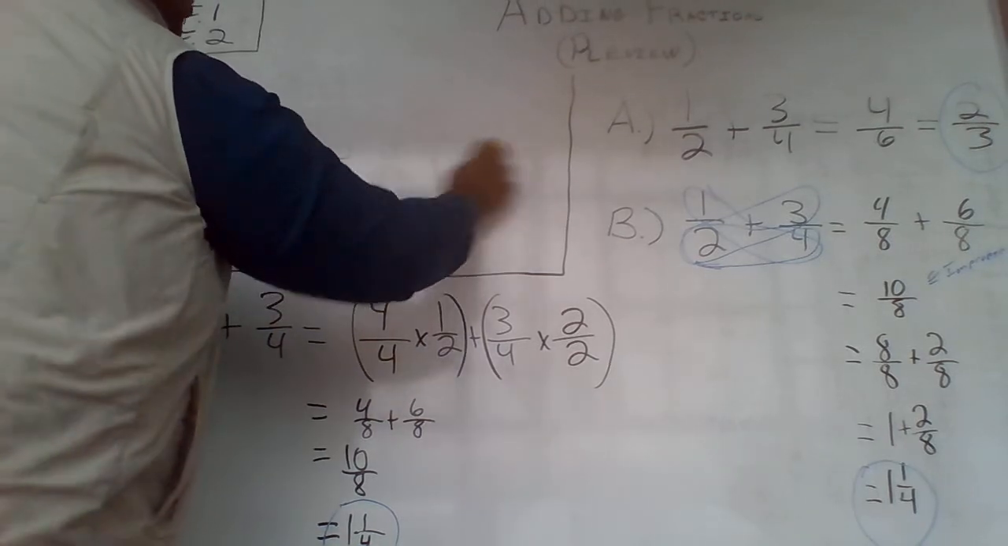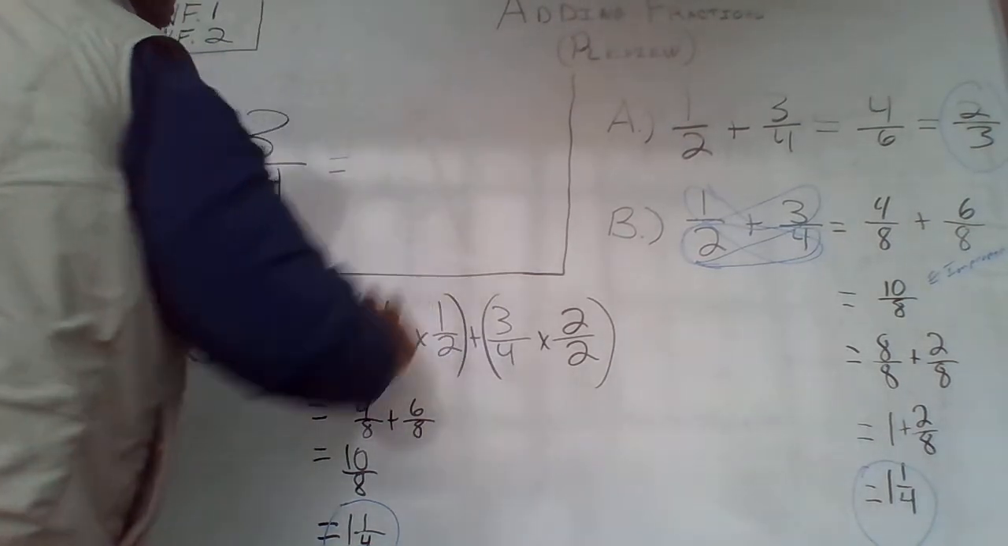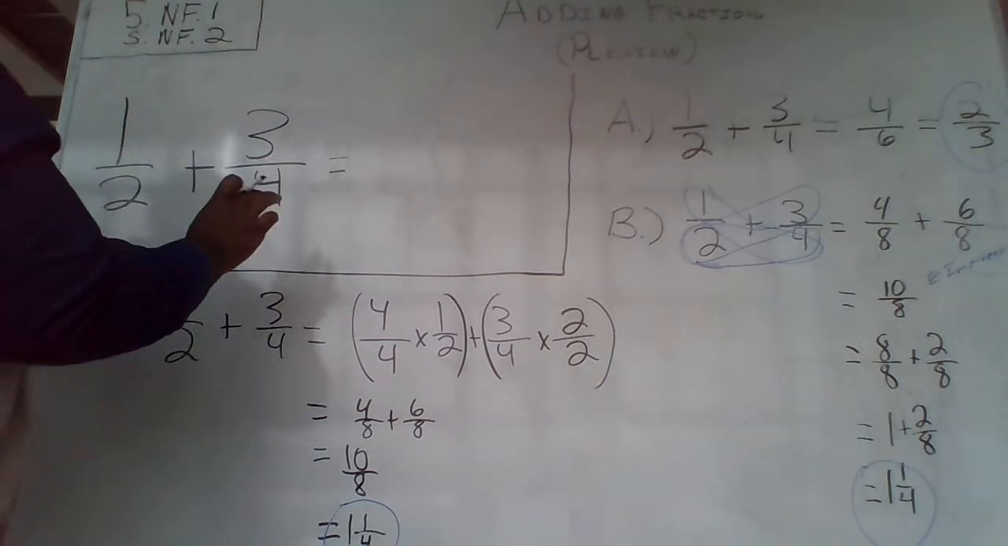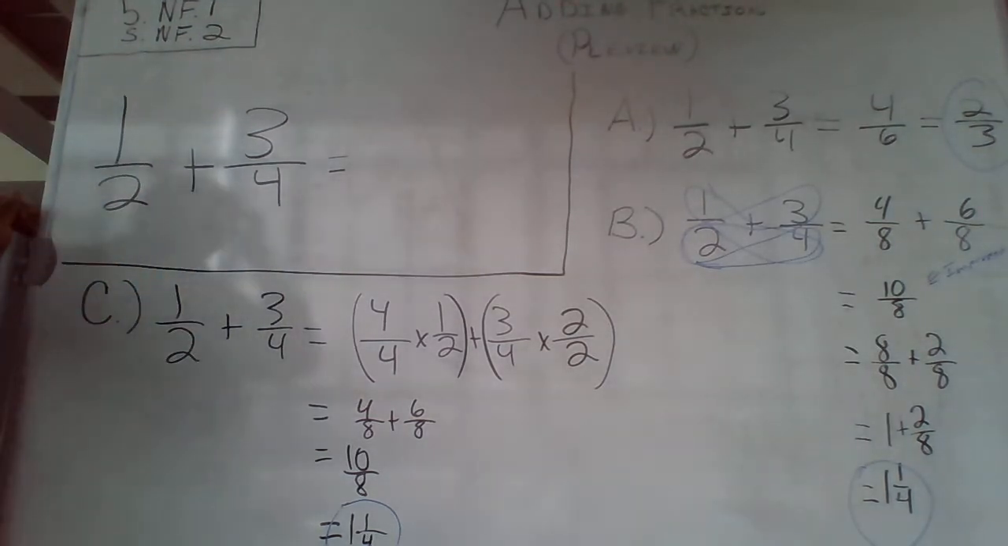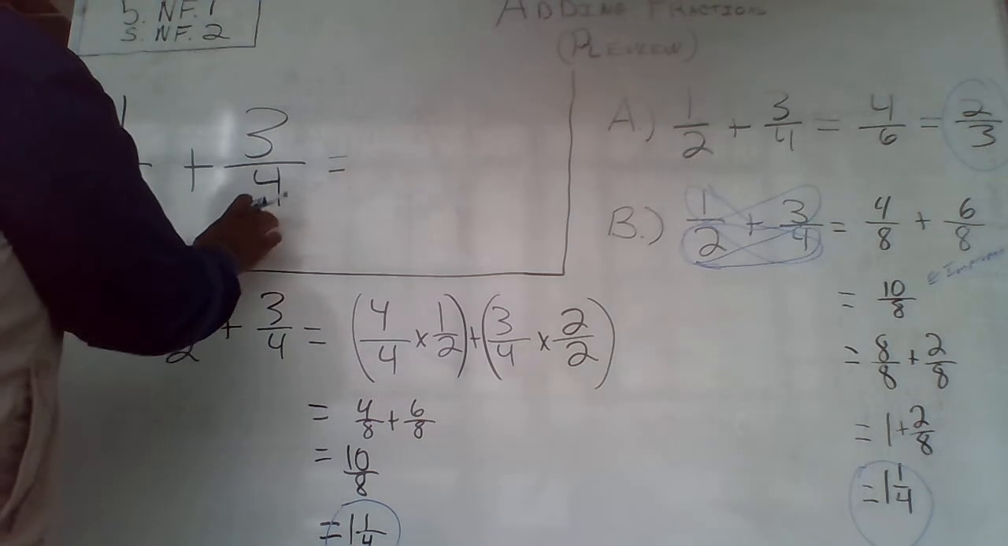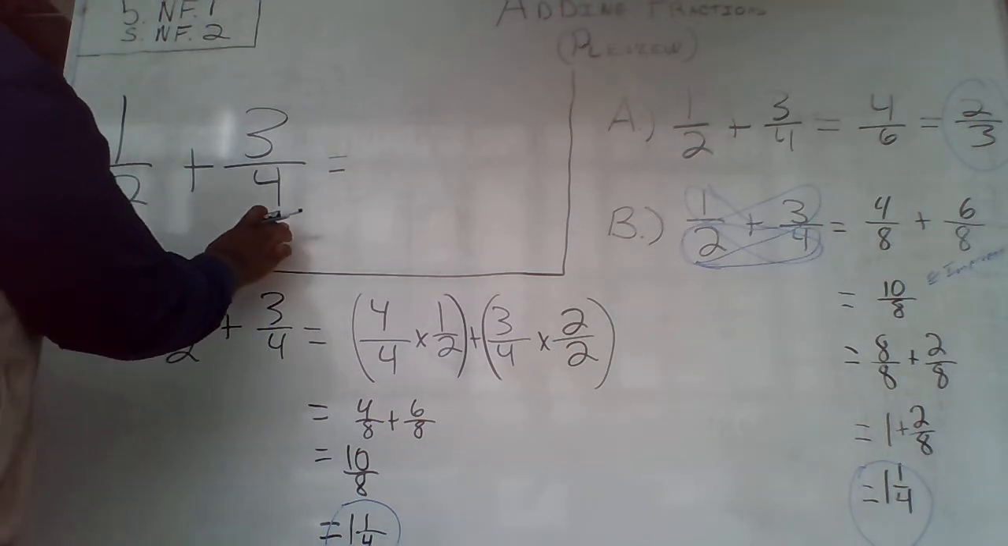Make a little room right here. Well, I know that when I'm doing this, I want to make sure that I go with the least common denominator. All right? So I'm looking at my denominators first. I'm working with 1/2 and 3/4, a half and a fourth.